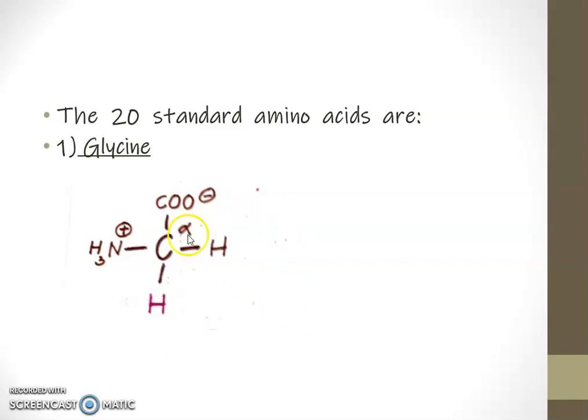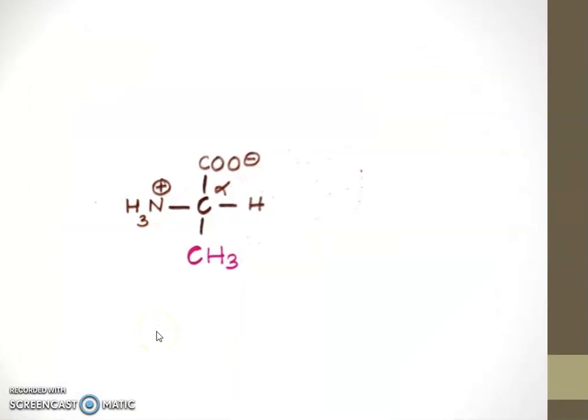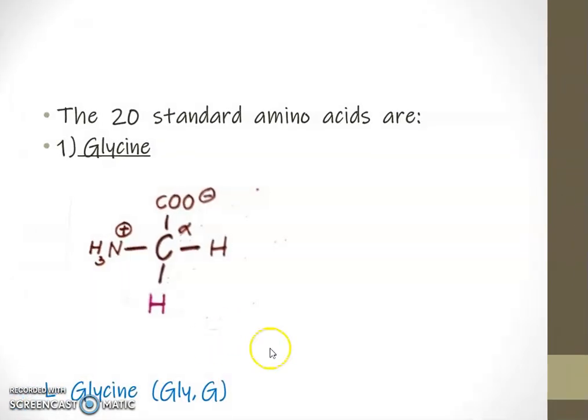The first and the simplest one is glycine. Here the R group is replaced by hydrogen. It is L-glycine because the amino group is present on the left hand side, so it is present in the L stereoisomeric form. And the three-letter abbreviation is GLY, the first three letters, whereas the one-letter code is G.